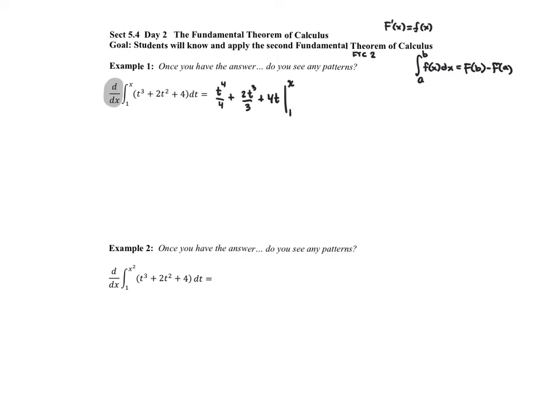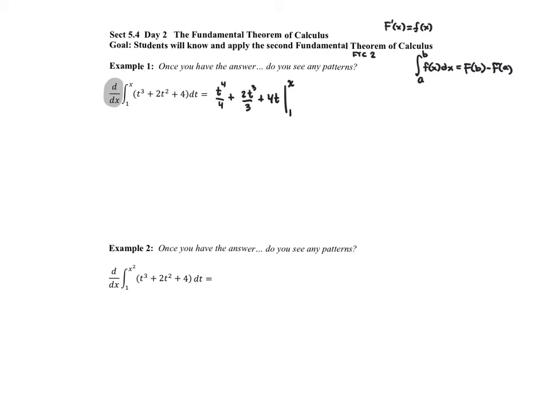Now you could examine that, make sure your derivative is correct. I'll do that just so I don't make a mistake here. If I took the derivative of t to the 4th over 4, I would get 4t to the 3rd over 4, which would reduce to t cubed. This would give me 6t squared over 3, which is 2t squared. And of course, the derivative of 4t is 4. So I'm good on my antiderivative.